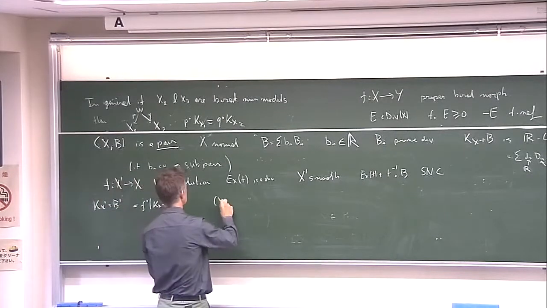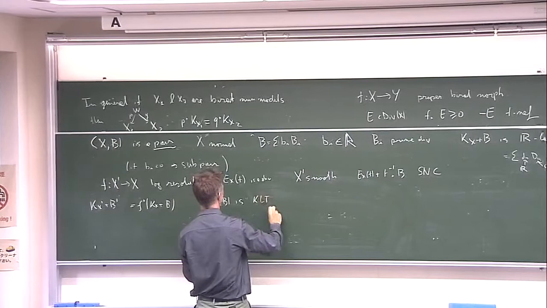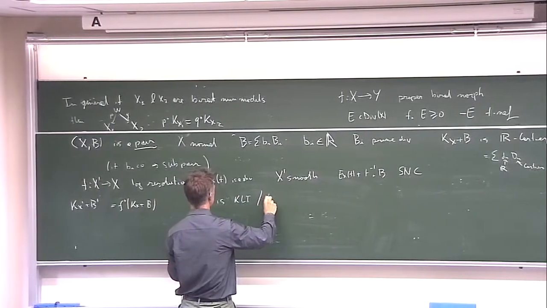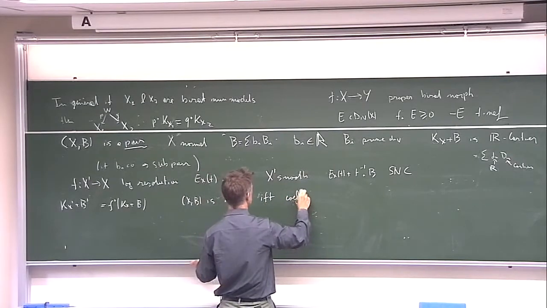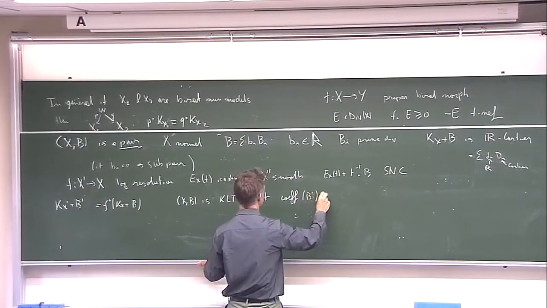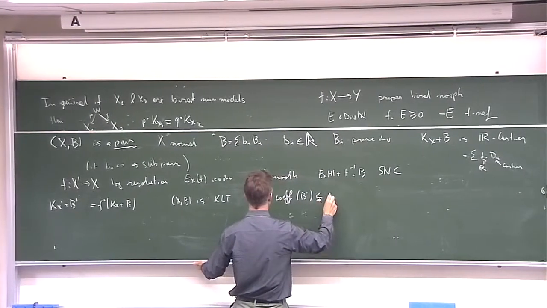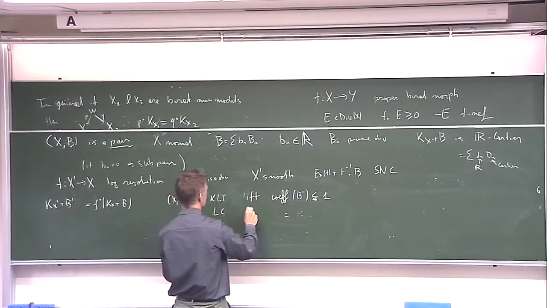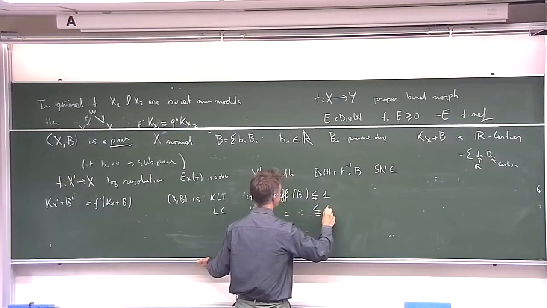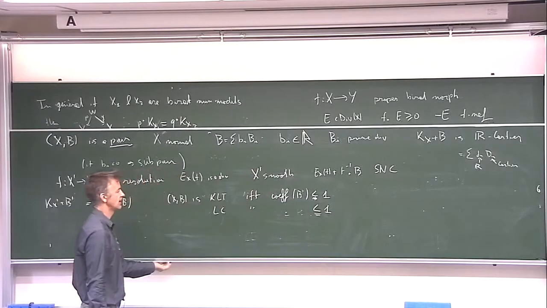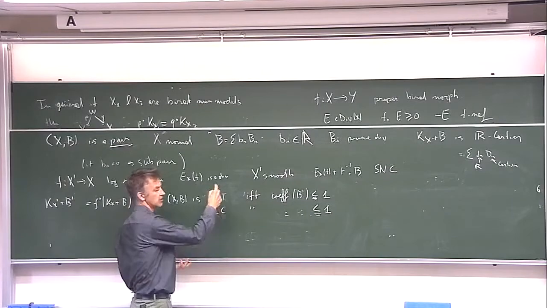So (X, B) is KLT, respectively log canonical, if and only if the coefficients of B' are strictly less than 1, respectively less than or equal to 1. Okay, so in particular, it's clear that KLT implies log canonical, but not necessarily vice versa.